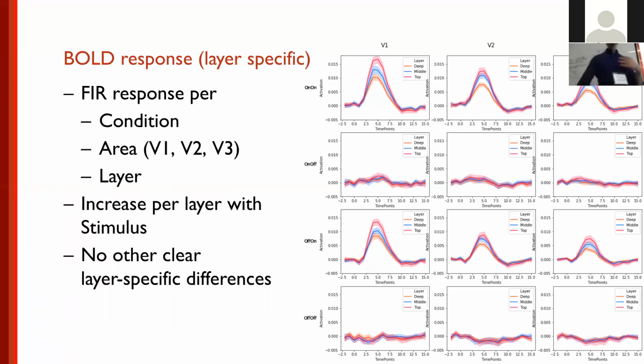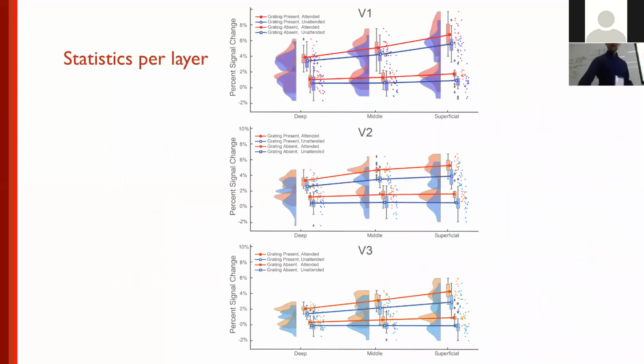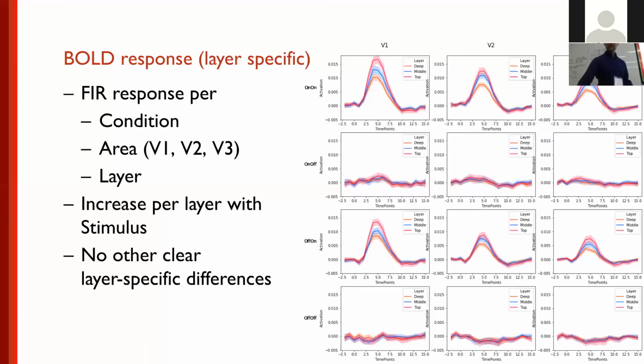What I'm trying to say is that this was layer specifically an epic null result. That triple interaction we did not find. Let's see, some statistics, but that's not very important.